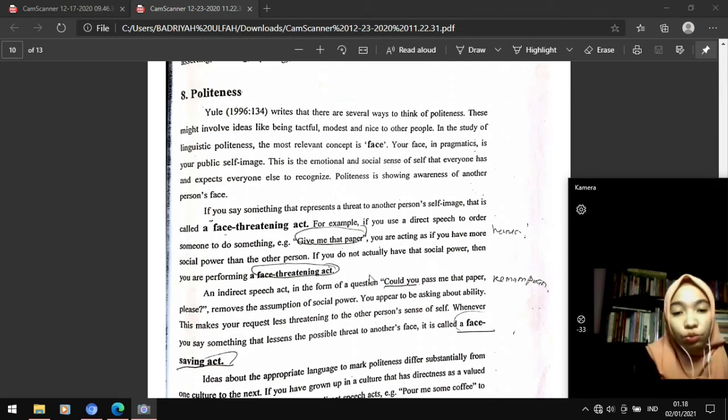But when I say the word, could you pass me that paper, please? It means that I don't have any power over that person. So I have face-saving act.